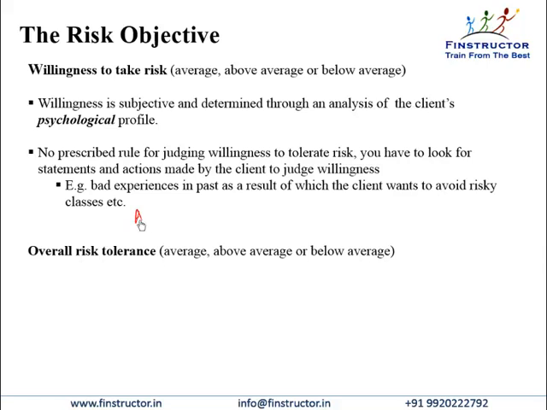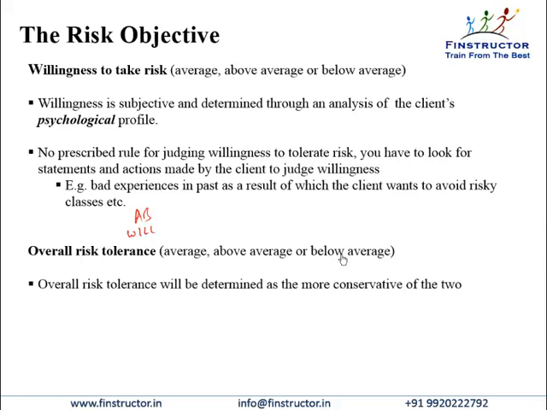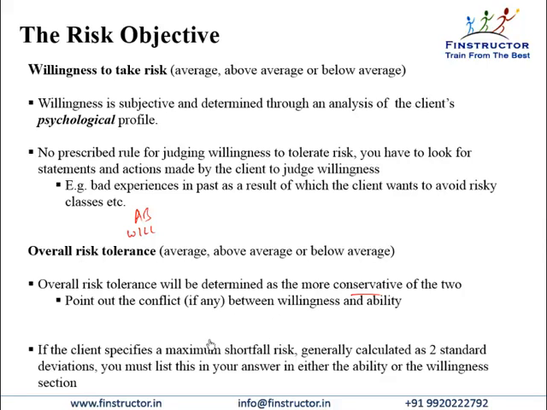So you will mention the ability, you will mention the willingness, and then you will mention the overall risk tolerance. That will again be average, above average or below average. Always honor the more conservative of the two. So if willingness is lesser than ability, go with willingness. If ability is less than willingness, go with ability. Point out any conflict between willingness and ability. And normally that is where the answer to this section will end. So there will be ability, willingness, and overall.